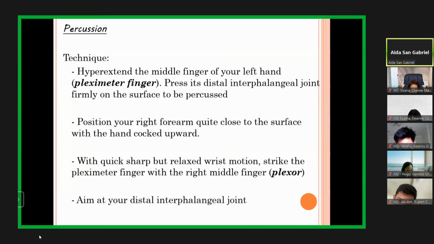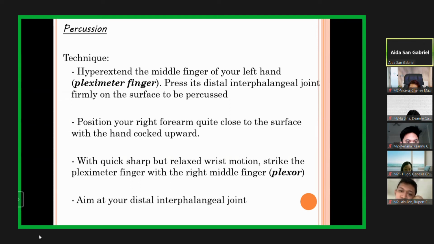Okay, the technique of percussion. By the way, this percussion, palpation, percussion, will be done not only in the examination of the lungs, but you will use this when you examine the heart, when you examine the abdomen. So at this point, you should start practicing your percussion, which is quite the more difficult process compared to your inspection, palpation, auscultation. The percussion, you need practice.